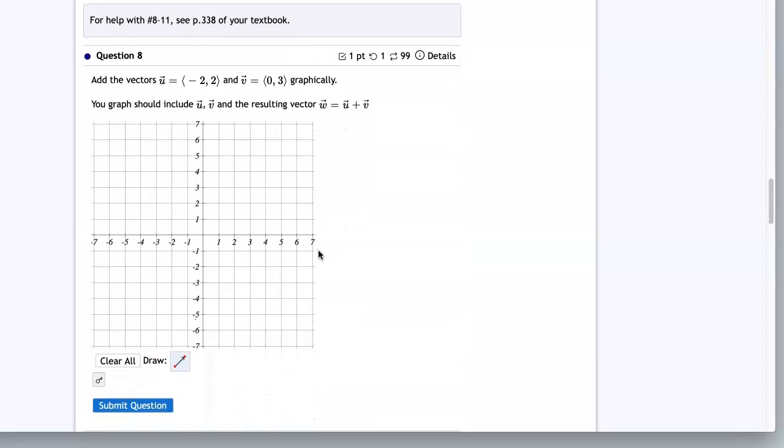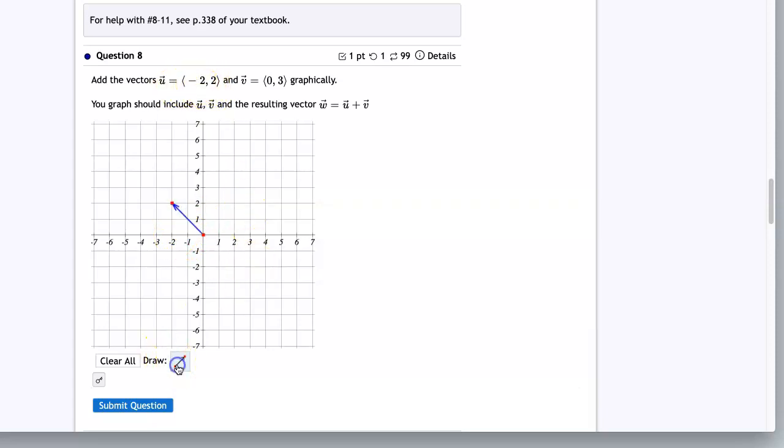Okay, so now some fun things, vector graphing. So we're going to be graphing u and v, and then we get to graph the addition of u and v. So let's start with graphing u. We start at the origin, and then we want to go negative 2, 2. So we're going to go back 2, up 2, and there's my vector u.